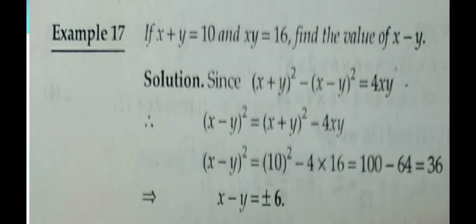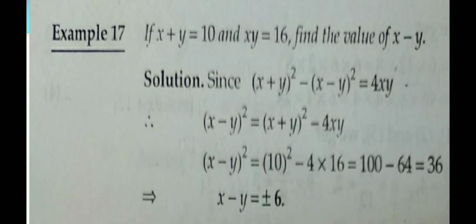Next example: if x plus y is 10 and xy is 16, find the value of x minus y. Here is the application of (x plus y) whole square and (x minus y) whole square. We have to know the expansions of (x plus y) whole square and (x minus y) whole square. Okay students, (x plus y) whole square minus (x minus y) whole square equals 4xy. So it implies (x minus y) whole square equals (x plus y) whole square minus 4xy.